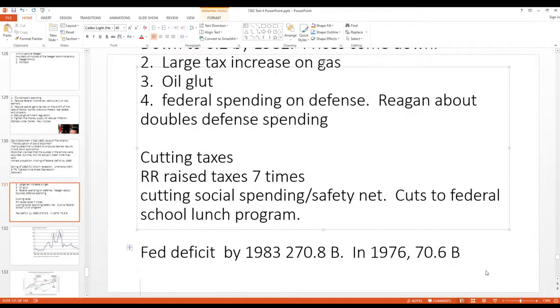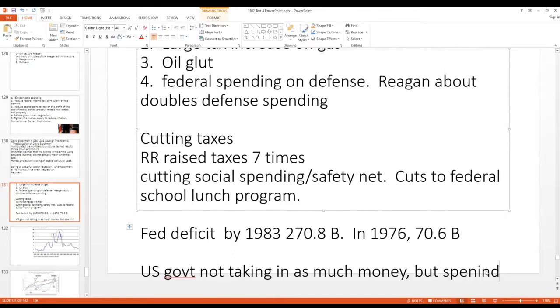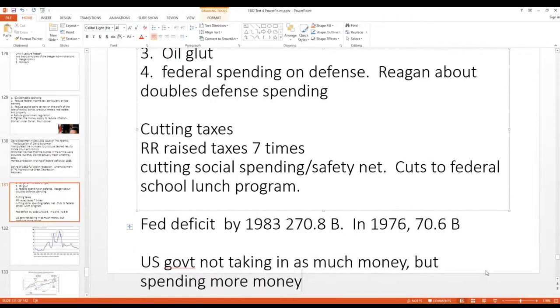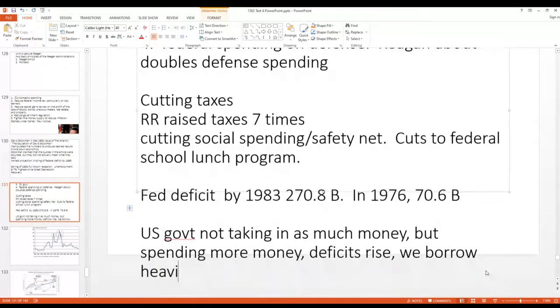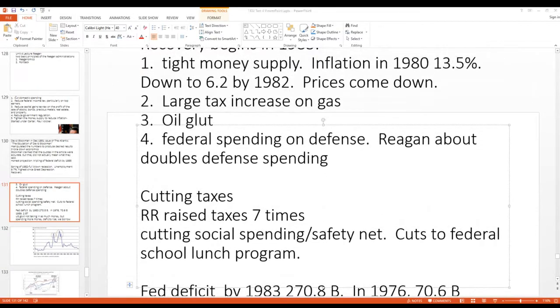So if the U.S. government is not taking in as much money, but spending more money, well, deficits rise. We borrow heavily from Japan. Okay. Oh, yeah. I found the number for you. By 1989, when Reagan leaves office, 2.8 trillion federal deficit. Okay. But the U.S. does come out of the economic crises that had plagued it for quite some time.